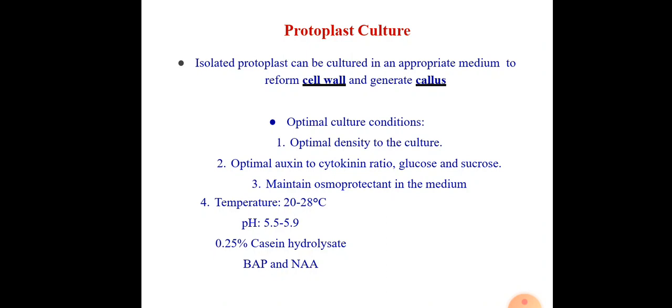So the optimal culture conditions, the optimal density of the culture, we have to maintain it. The second one is an optimal auxin to cytokinin ratio; glucose and sucrose also have to be added. Maintain the osmoprotectant in the medium, and we have to keep the temperature at 28 degrees Celsius. The pH has to be maintained at 5 to 6, 5.5 to 6 we can have. 0.25% calcium hydrolysis also has to be added. Then BAP, the benzyl aminopurine, as well as naphthaleneacetic acid, the hormones, are to be added.